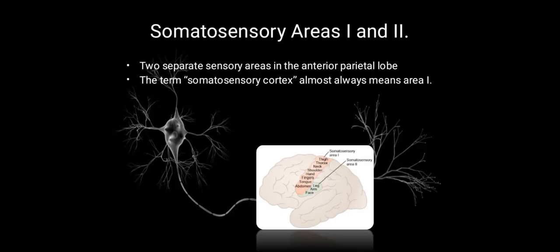Somatosensory areas 1 and 2. Two separate sensory areas in the anterior parietal lobe. The term somatosensory cortex almost always means area 1.